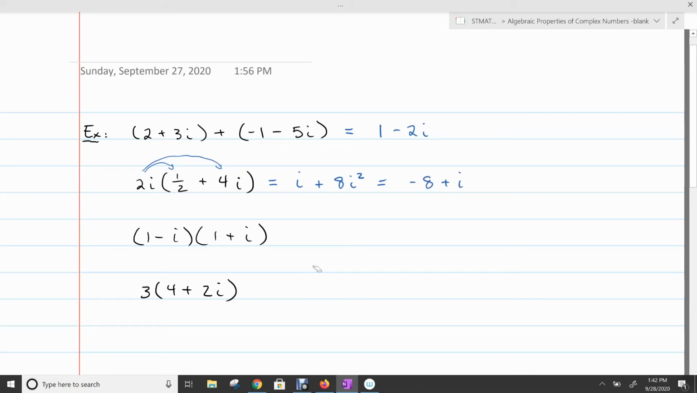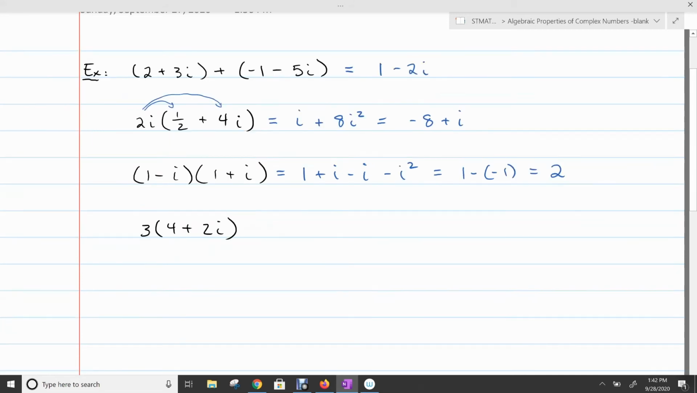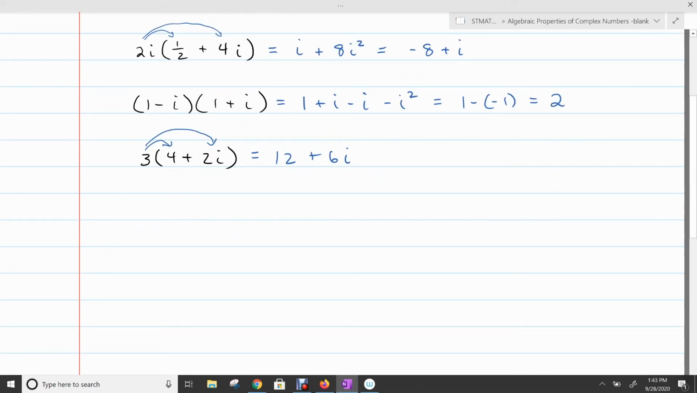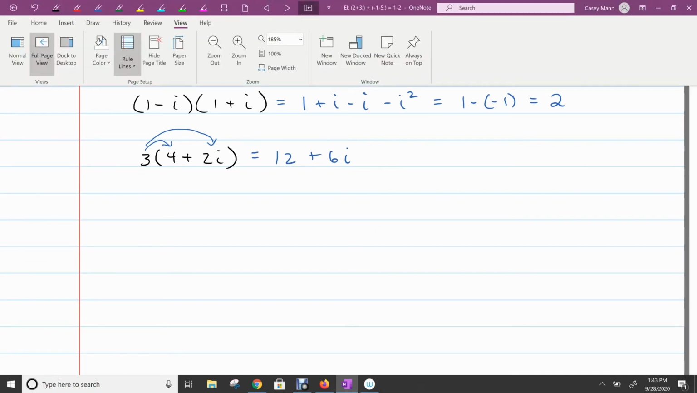On this third example, I'll just FOIL things out, and I end up with 1 plus i minus i, and then minus i squared. You can see that the plus i and the minus i cancel out, and then you've got 1, and then minus -1, so a grand total of 2. And on that last one, of course, that's just scalar multiplication, but in practice, I'll just distribute just like I did in the second part of this example. So I'd get 12 plus 6i. So easy peasy, right? At some point, we'll have to deal with division, and we'll want to define subtraction, I suppose, but we'll get there.